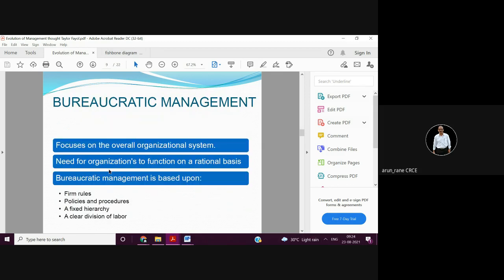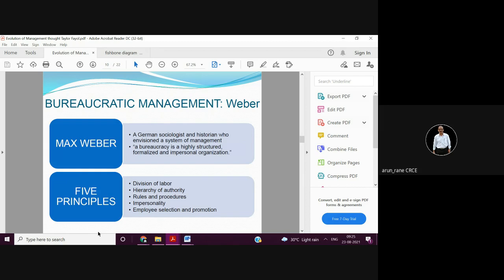Bureaucratic management focuses on the overall organization system, and it is based on rules, policies, and hierarchy, and the labor is clearly divided among the people. Bureaucratic management was suggested by Max Weber, and it is based on five principles. First, division of labor, that is, work has to be divided properly. Then there has to be authority, because without authority you cannot work.